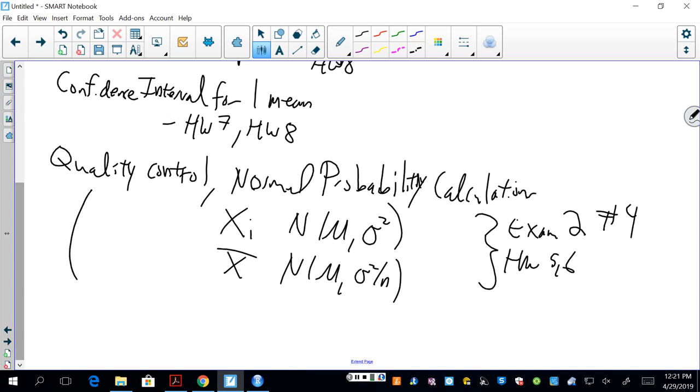The quality control mostly is graphical in terms of how we're using it. Like if you've got a plot that has lower limits and upper limits, right? And if it veers out of those, what does that signal to you?